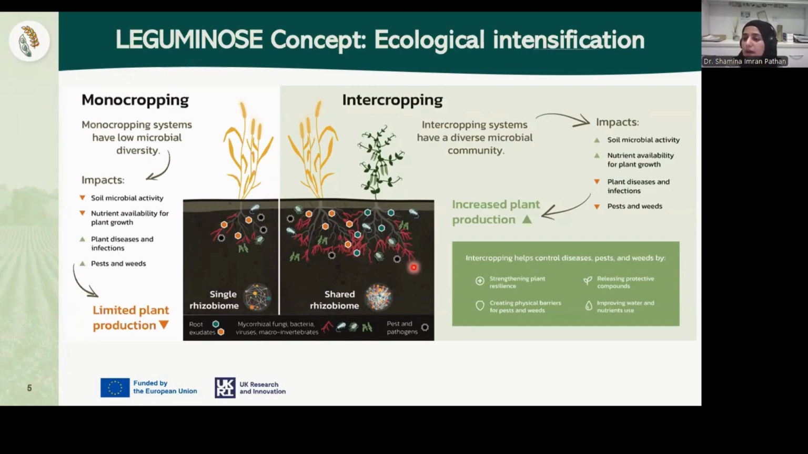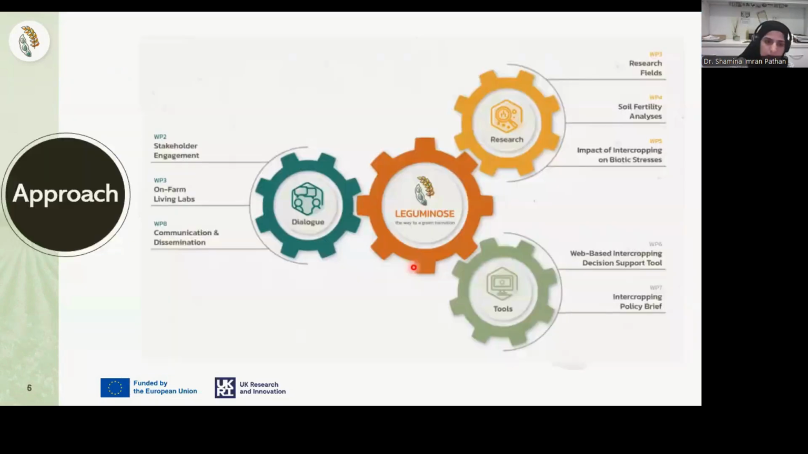So if more microbes are attracted, they can perform more functions. So more nutrients will be available for the plants, and somehow it will have a positive impact on plant production. So this was the main hypothesis we had in the Leguminose project.